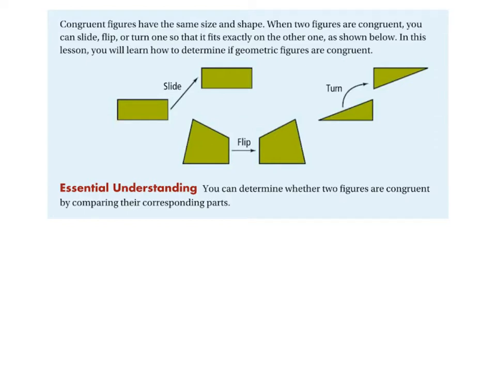Anyhow, we're going to start out by talking about congruent figures. The idea of congruent figures is that they have the same size and shape, just like you would imagine congruent angles or congruent lengths of segments. When two figures are congruent, you can flip, slide, or turn one so that it fits exactly on the other, as shown. And in this lesson, you're going to learn how to determine if geometric figures are congruent.